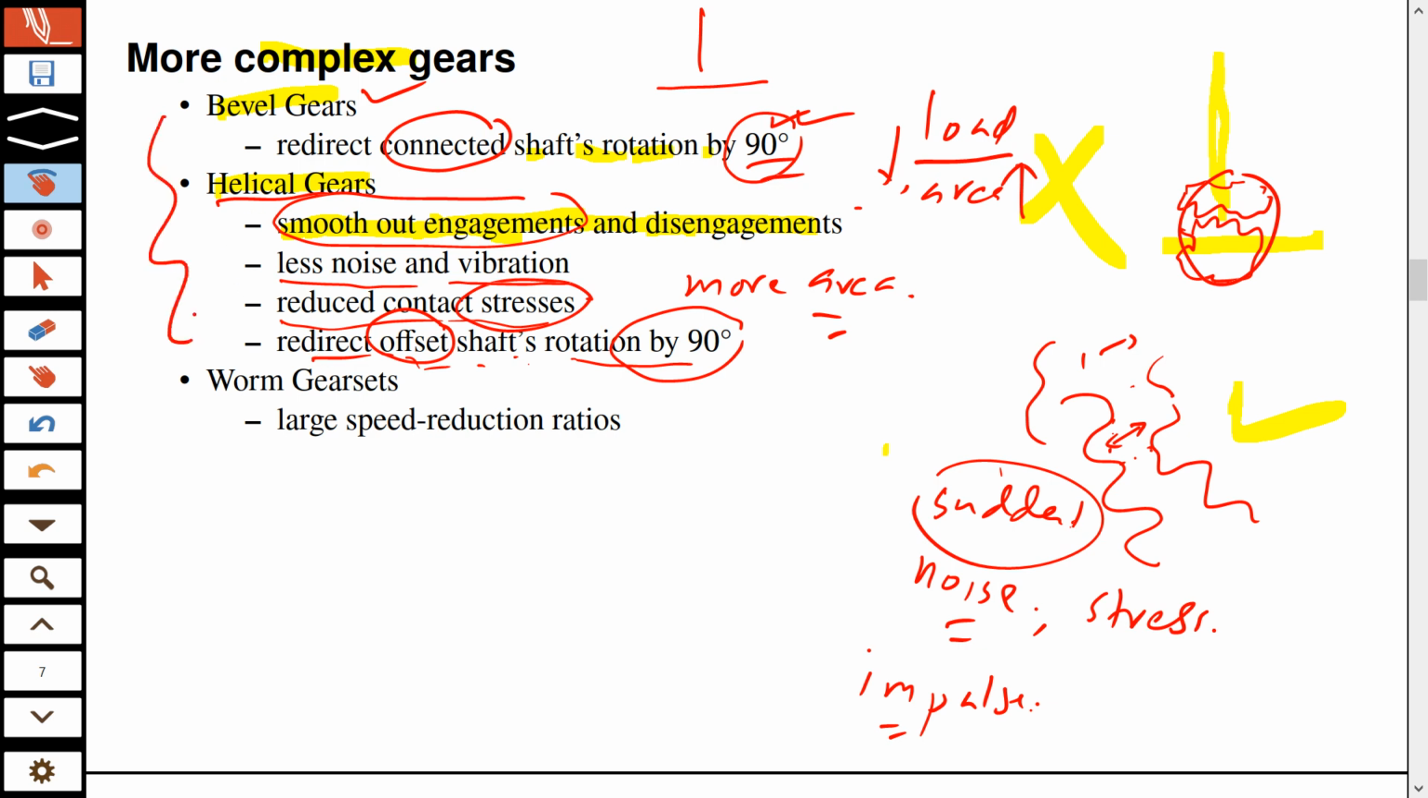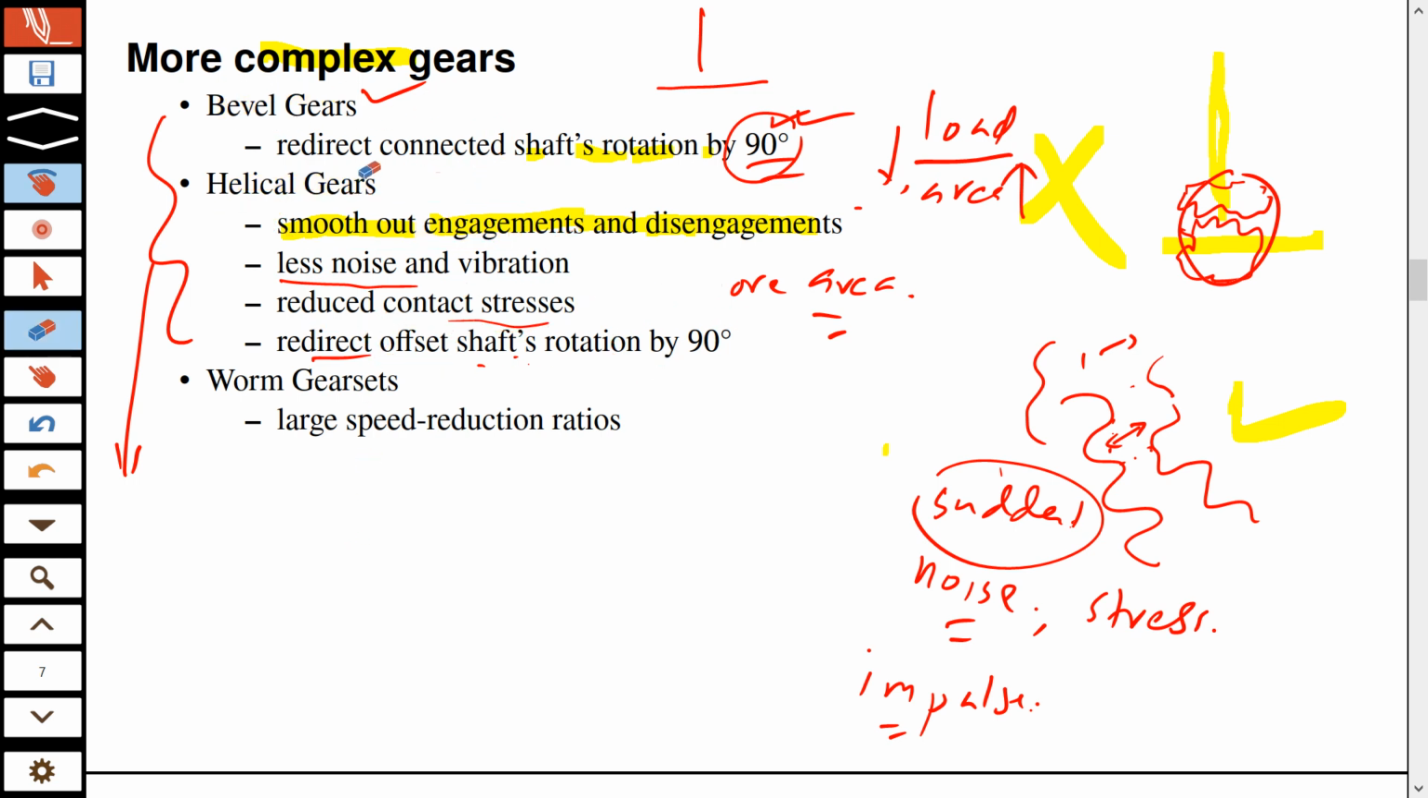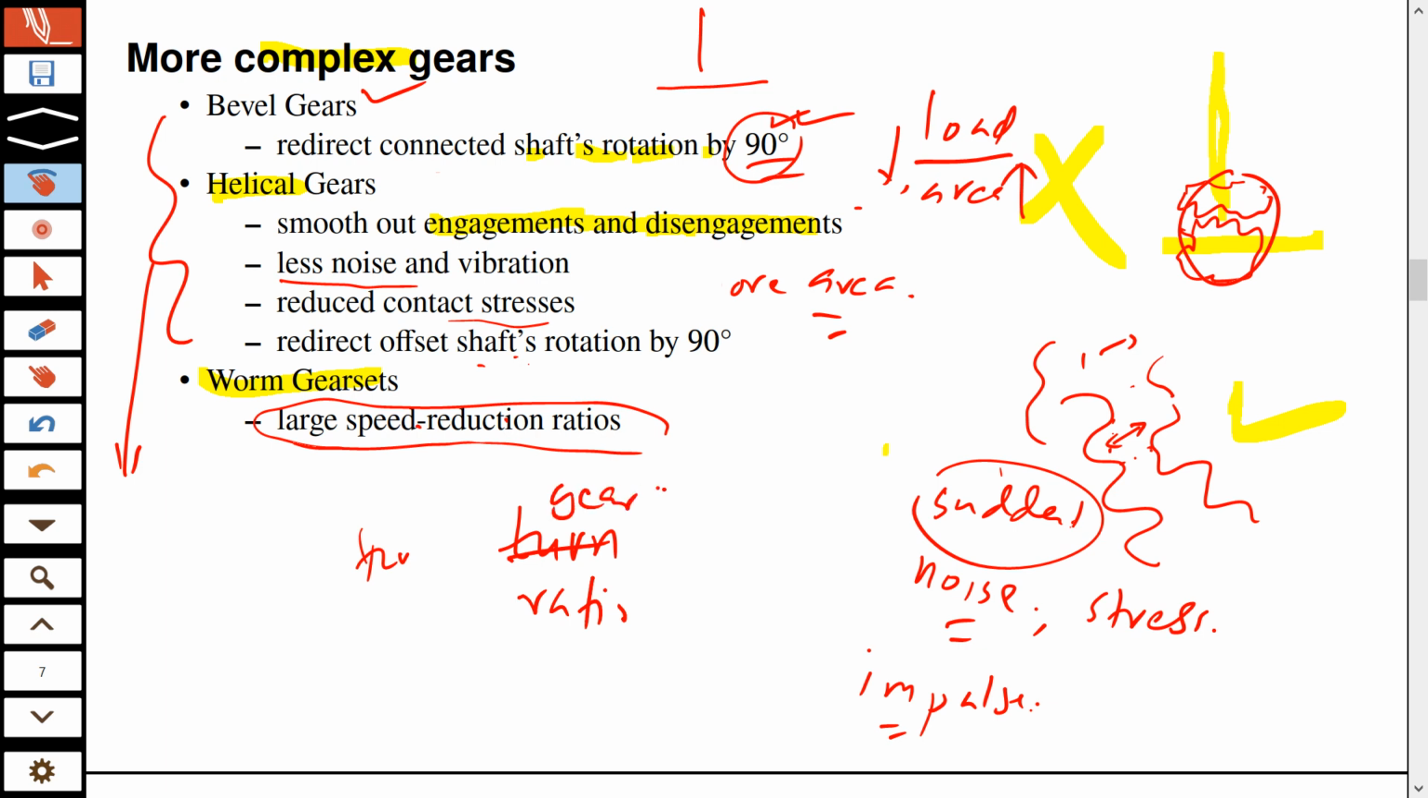Now for this detail, you can actually read some literature. My purpose is only to give you these names, okay? And then there is the last type which we'll consider, that is the worm gear set. Worm gear set is a special case of helical gear, and it simply uses a design which gives you a large speed reduction ratio. You will see later on that the turn ratio, just like a transformer, okay? So the turn ratio or the gear ratio, sorry, the teeth ratio to be precise, the number of teeth on one side divided by the number of teeth on the other side.